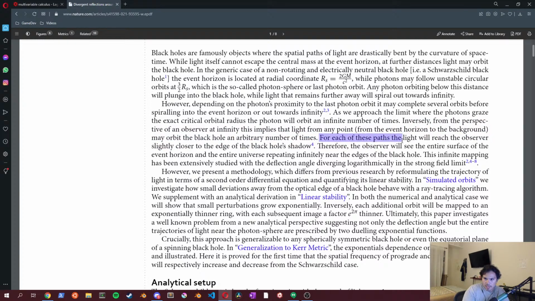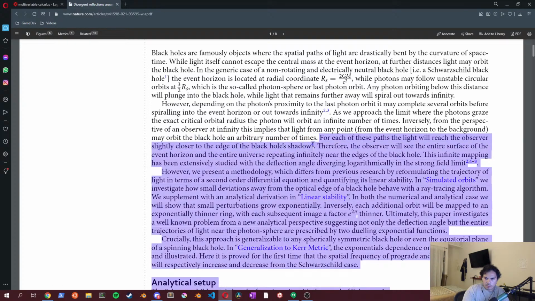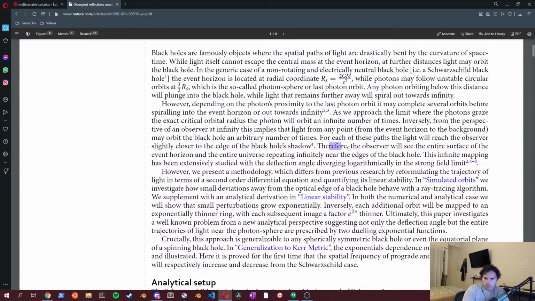For each of these paths, the light will reach the observer slightly closer to the edge of the black hole's shadow. Therefore, the observer will see the entire surface of the event horizon and the entire universe repeating infinitely near the edges of the black hole. This infinite mapping has been extensively studied with deflection angle diverging logarithmically in the strong field limit.